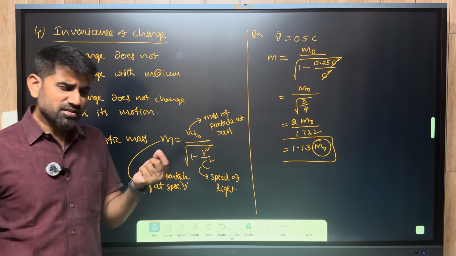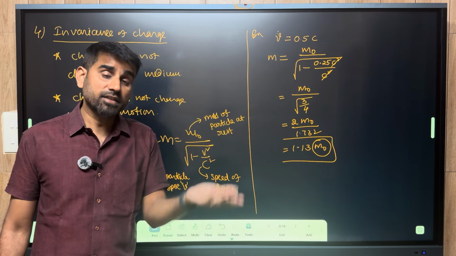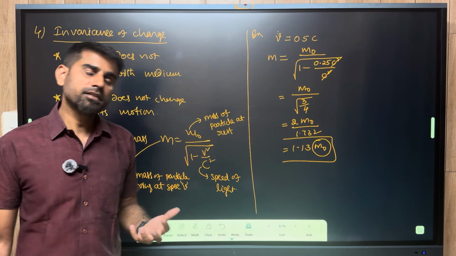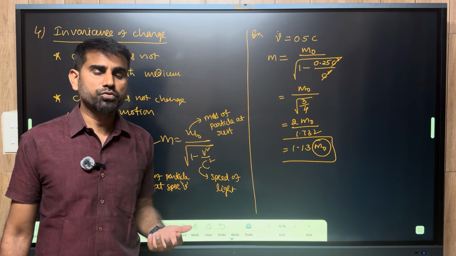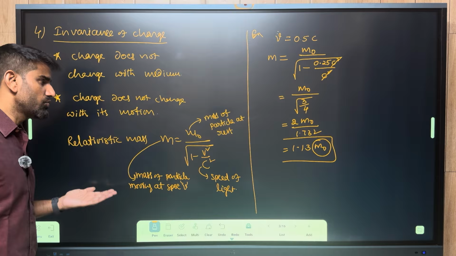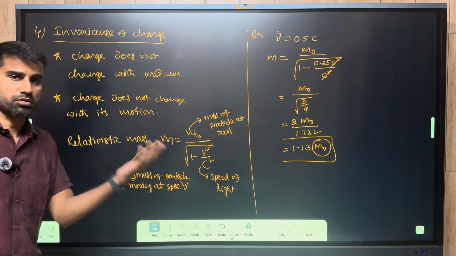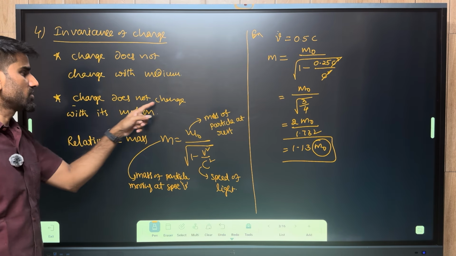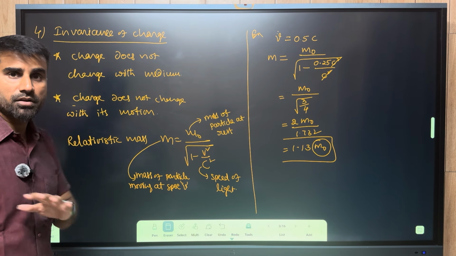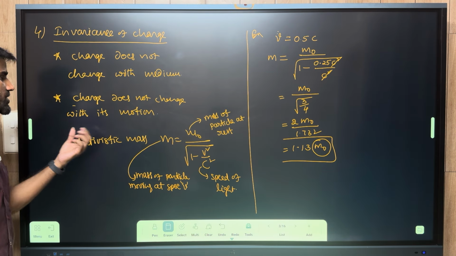So charges are very small, right? The charge of the electron is 1.6 into 10 to the power minus 9, whereas its mass is 9.1 into 10 to the power minus 31, which is even lighter. So a lighter particle can travel with speeds which may be equal to the speed of light. Even though the charge moves with speeds close to or even equal to the speed of light, the charge does not change with its motion. Am I making myself clear? So charge does not change with its motion.